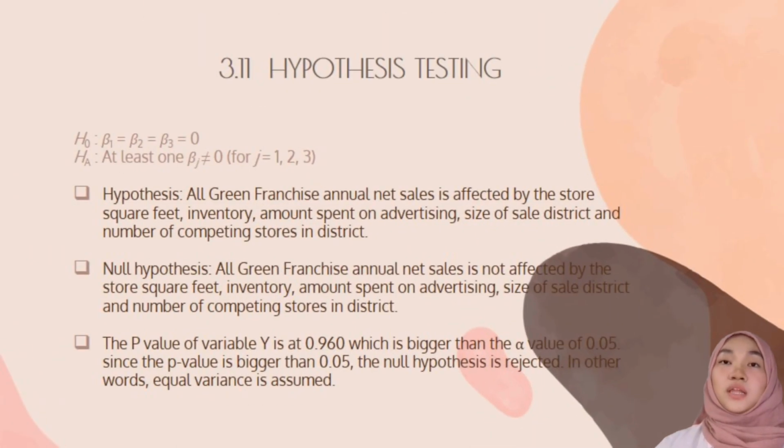Moving on to 3.11, which is our hypothesis testing. We have decided the hypothesis as: the All Green franchise net sale is affected by the store square feet, inventory, amount spent on advertising, size of sales district, and the number of competing stores in the district. While our null hypothesis is that the All Green franchise is not affected by the store square feet, inventories, money spent on advertising, size of sales district, and the number of competing stores. The p-value of variable y is 0.960. That means the hypothesis is rejected. It will make the equal variance assumed.